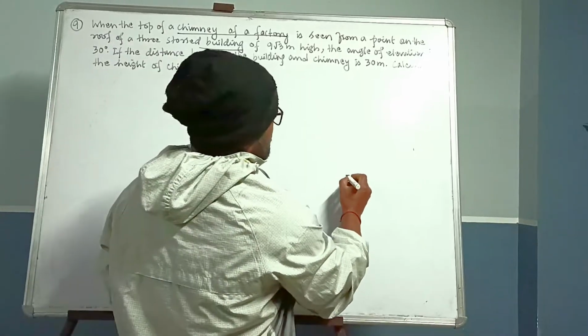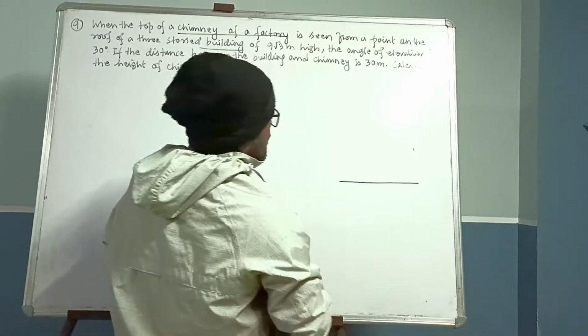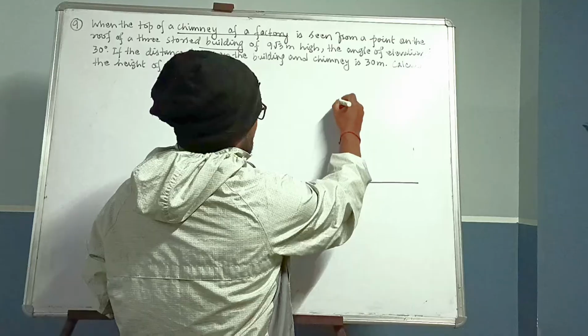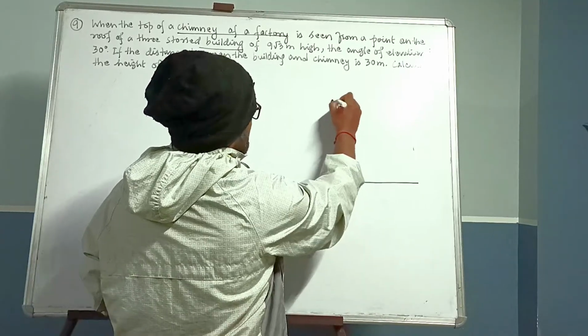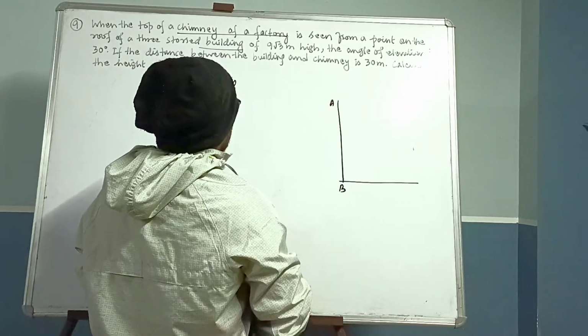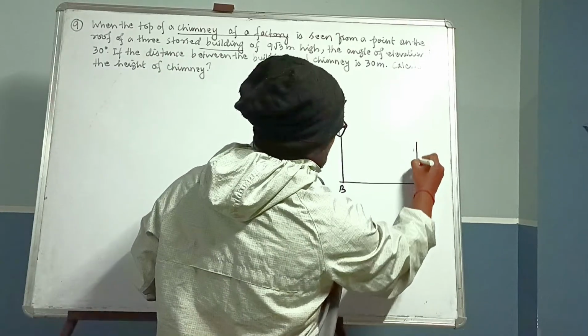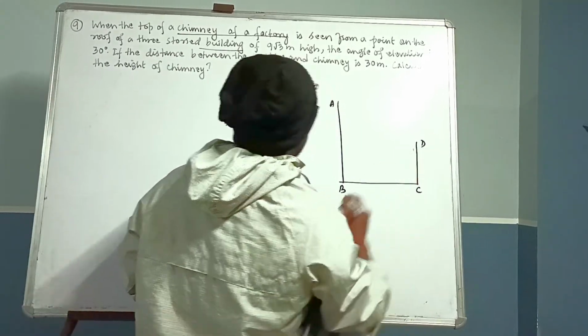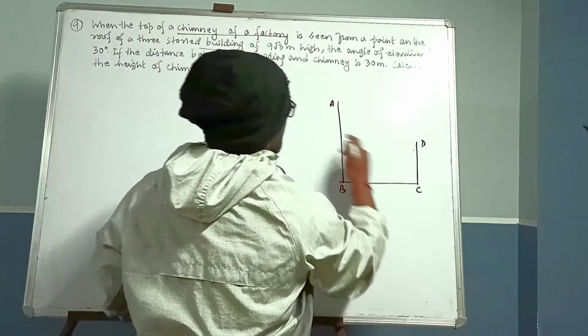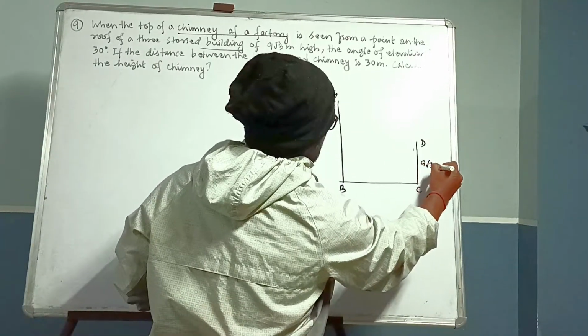First of all, draw the ground. So AB is the height of the chimney. Clear? And the building: draw this building as CD. The height of the building is given here as 9 root 3 meter.